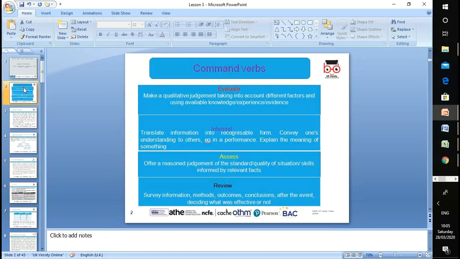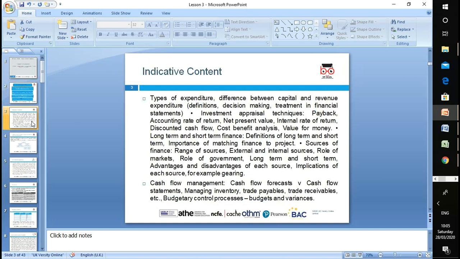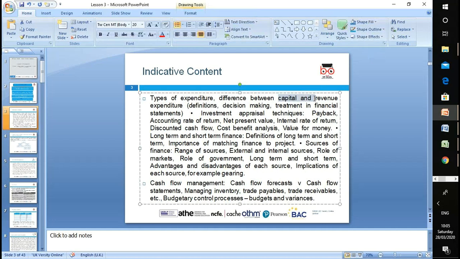Today our key command words are evaluate, assess, and review. And of course, we can interpret some information as well within it. So that's our focus. And we have keywords which we're supposed to learn: expenditure, and the difference between capital and revenue. Do we know what is the difference? We know capital expenditure means plant, machinery. What about revenue expenditure then?